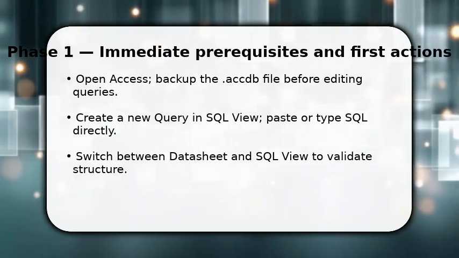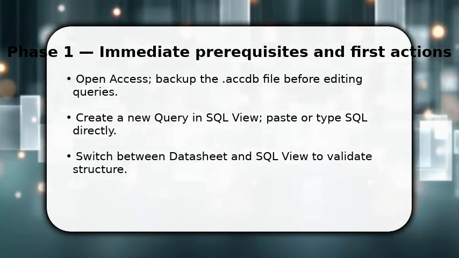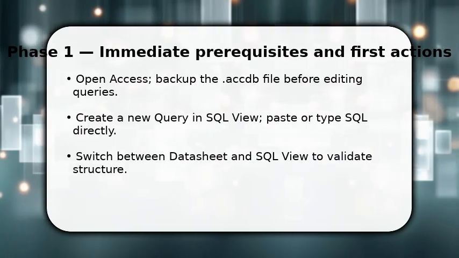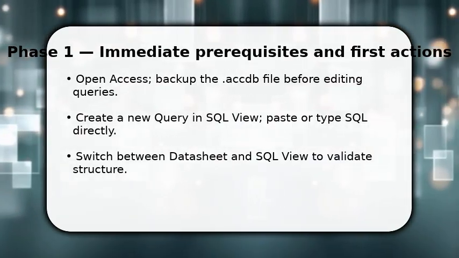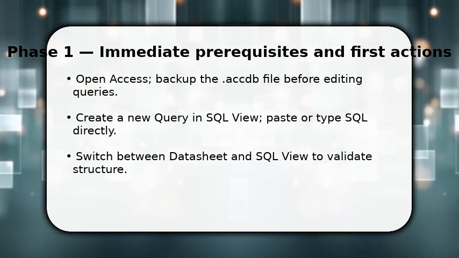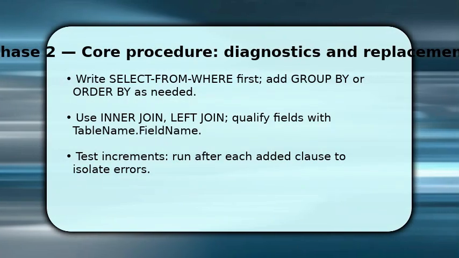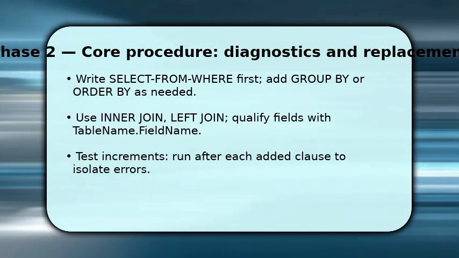Make sure to correct any field name mismatches immediately, because Access won't always warn you about ambiguous joins or missing aliases. You now expand the SQL. Start with Select, and from then add where filters so results stay manageable. Use Join to combine tables, qualify fields like customers, Customer ID to avoid ambiguity.